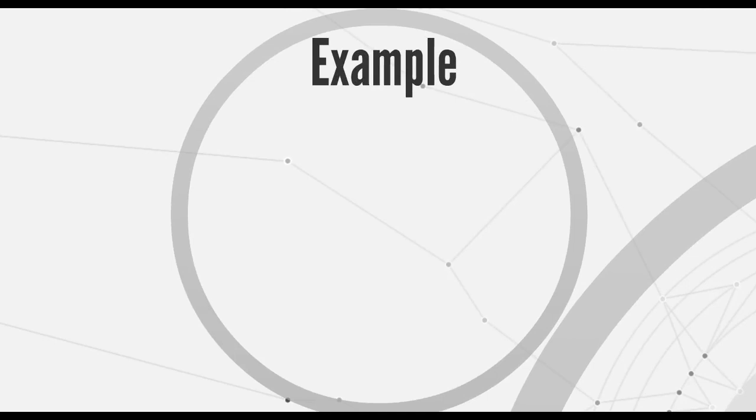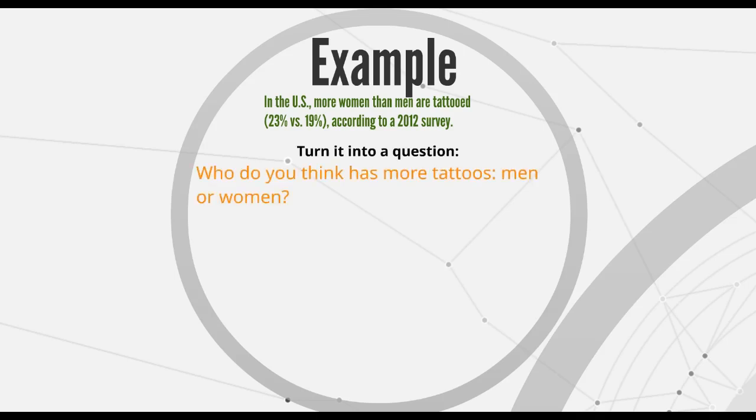So let me give you an example of how you can utilize this in your speech. Let's say you have this statistic. You're doing a speech on tattoos and you have that in the U.S. more women than men are tattooed, which is actually true, and I found this to be very interesting. However, if you're just presenting this and then kind of moving on, that's kind of boring, right? You need to think of ways that you can take the information in your speech and make it engaging for your audience. So I could take this statistic and turn it into a question.